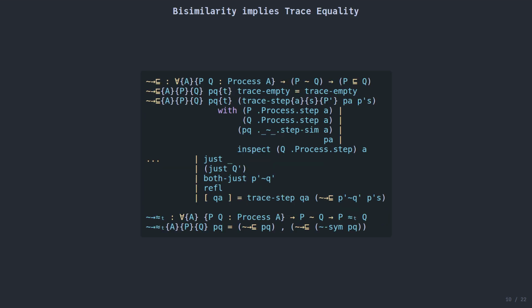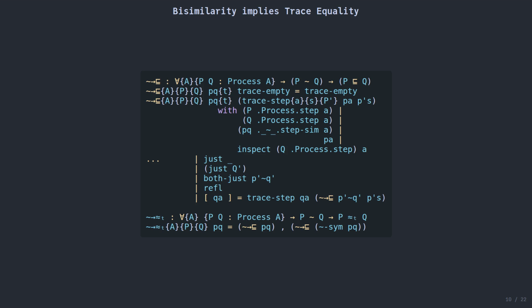Now let us connect bisimilarity with the trace-based ordering. The key result is simple. If two processes are bisimilar, then they have exactly the same traces. The proof is straightforward, though a little verbose. We pattern match on the possible responses of the two processes to an event. AGDA helps us by ruling out the impossible cases automatically.